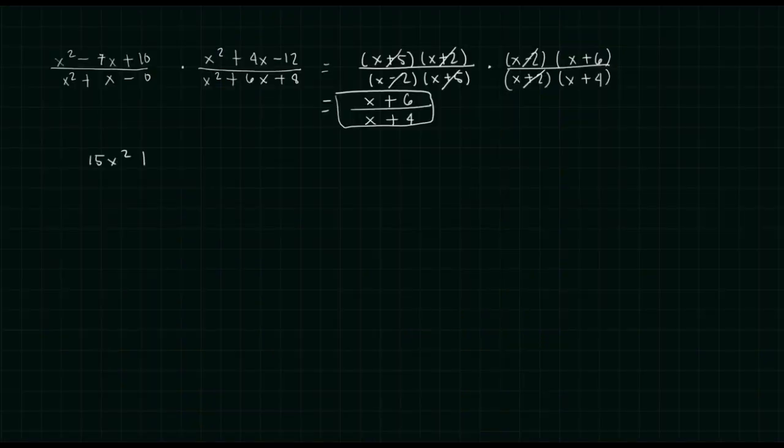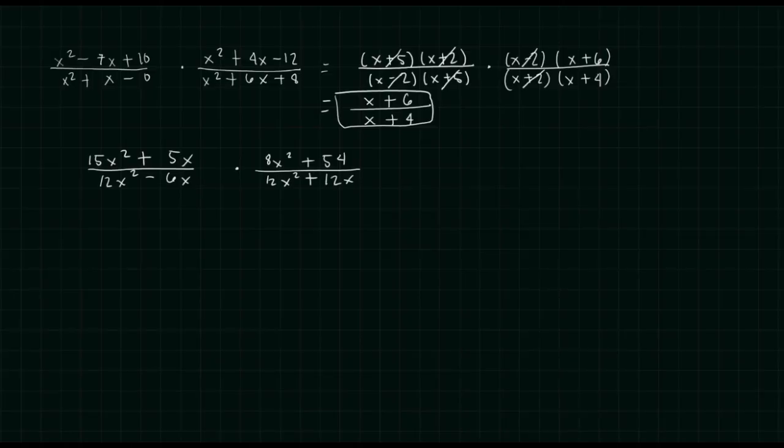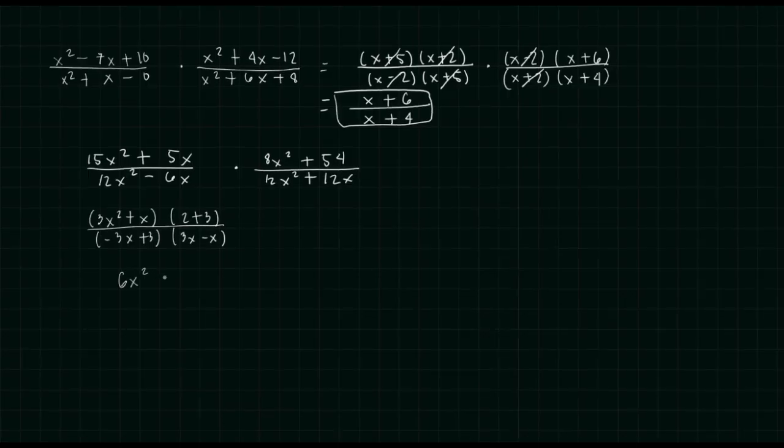Now, for our second problem, we have 15x squared plus 5x over 12x squared minus 6x times 8x squared plus 54 divided by 12x squared plus 12x. Now, in 15x squared plus 5x over 12x squared minus 6x, we can apply this. We can do 3x squared plus x times 2 plus 3 over negative 3x plus 3 times 3x minus x. So we're going to do the FOIL method again.